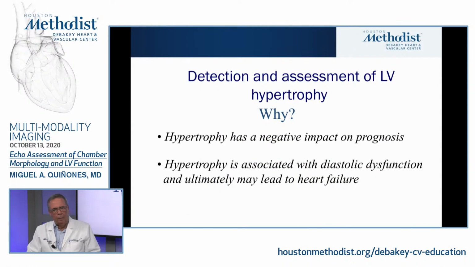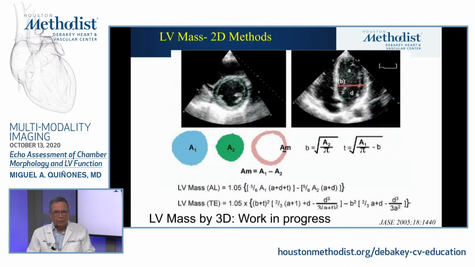So let's talk a little bit about hypertrophy. Why do we care about hypertrophy? Well, the first thing is that hypertrophy has a negative impact on prognosis. A lot of studies have shown this, particularly with hypertension. Hypertrophy is associated with diastolic dysfunction and ultimately may lead to heart failure. Now, hypertrophy is not wall thickness. Hypertrophy is left ventricular mass.